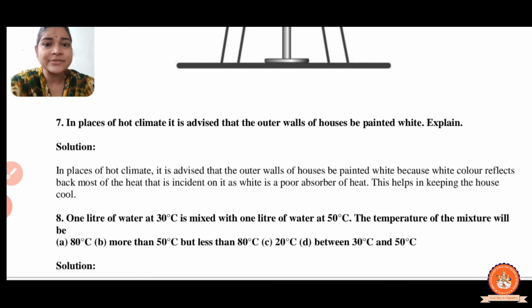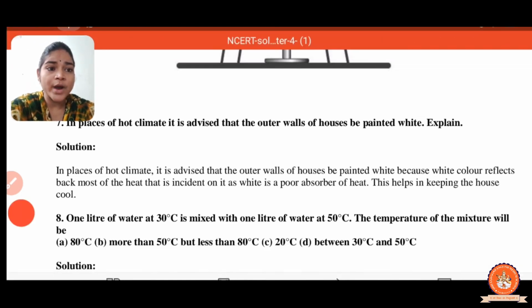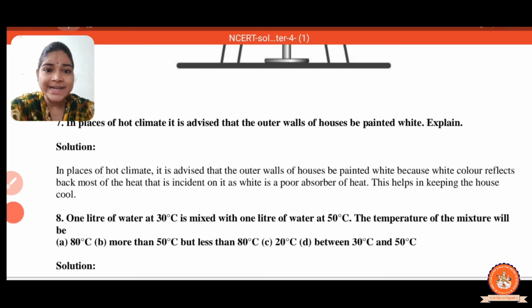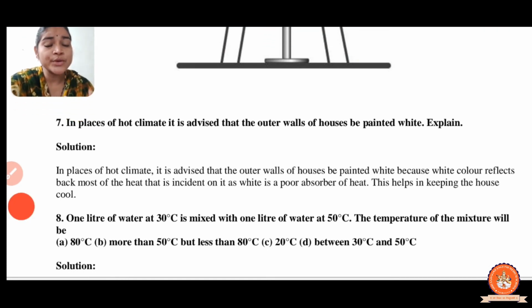Now let us see the answer. In hot climates, it is advisable that the outer walls of houses be painted white because white color reflects back most of the heat. White is a light color, whereas black is a dark color. Again I repeat, white is the light color, and black and red are dark colors.